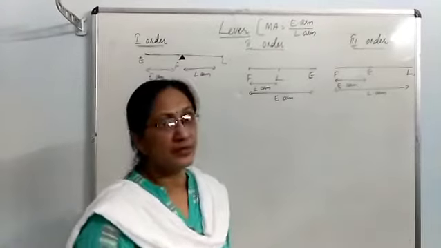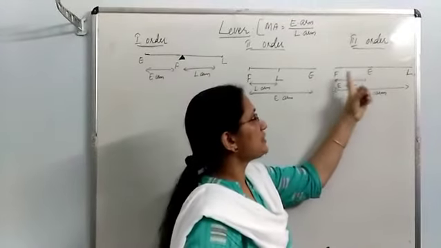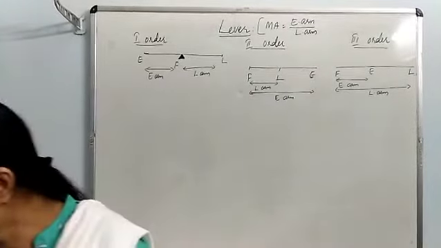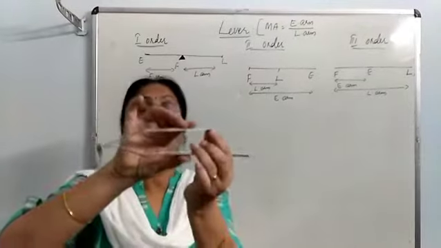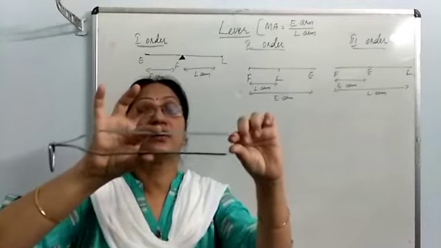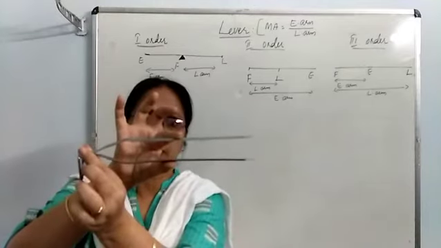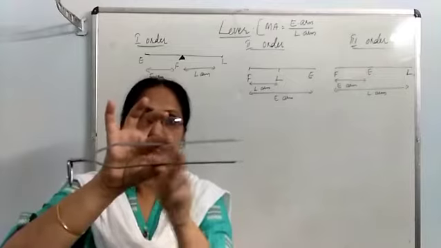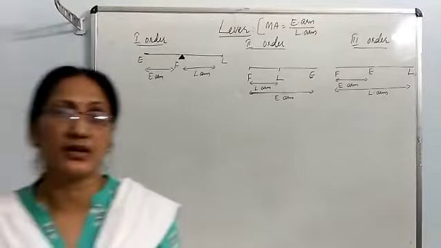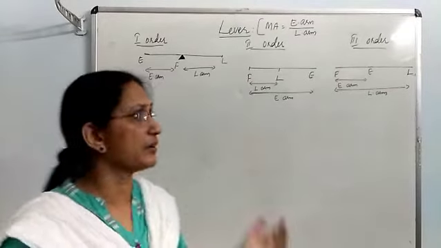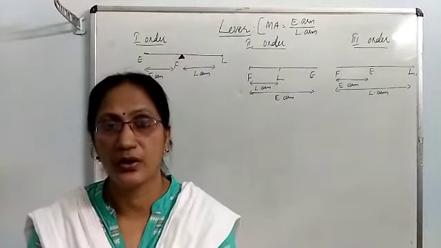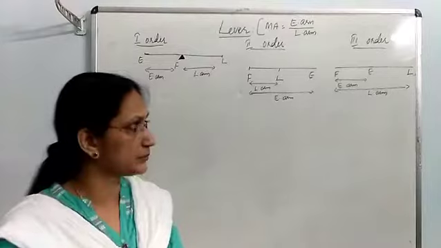Then third order lever: effort comes between fulcrum and load. That is third order lever. Example, tongs. In tongs, effort is applied here. This is the effort point. Here we keep the object, that is the load, and here is the fulcrum. Effort comes between load and fulcrum. So tongs is an example of third order lever. In your textbook, many diagrams are given as examples of these. You may go through it. In every diagram, load, effort, fulcrum are marked.